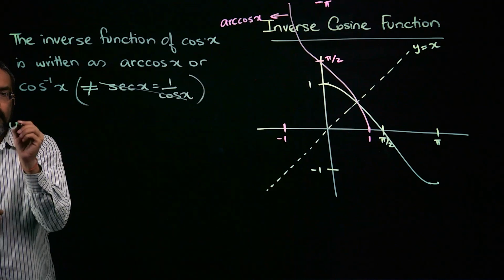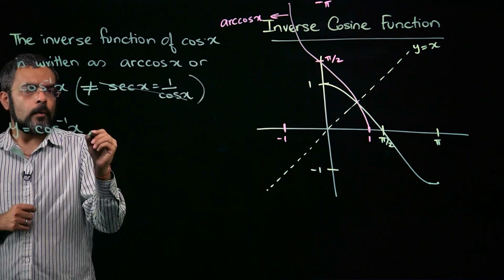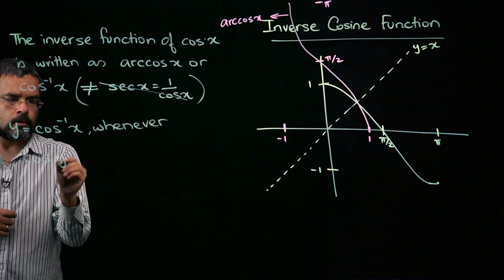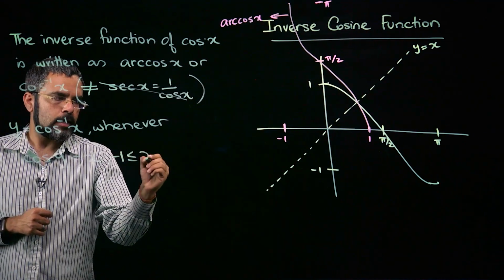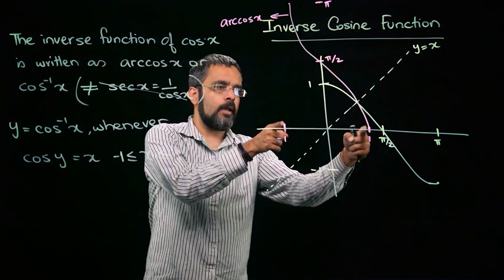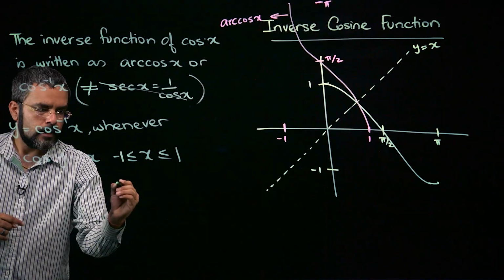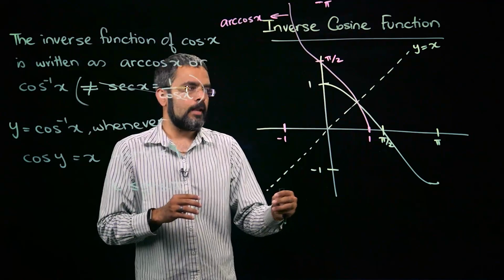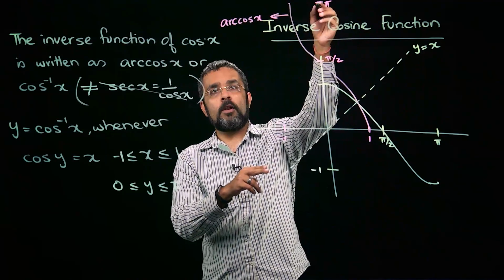Now, y equals cosine inverse of x whenever cosine of y equals x, all right? And here, -1 is less than or equal to x, less than or equal to 1, right? So x are all the values between -1 and 1, and that is my domain. And then y is 0 less than or equal to y less than or equal to pi, right? Since I restricted my domain now, my function starts, the lowest value is 0, and the highest value is pi.